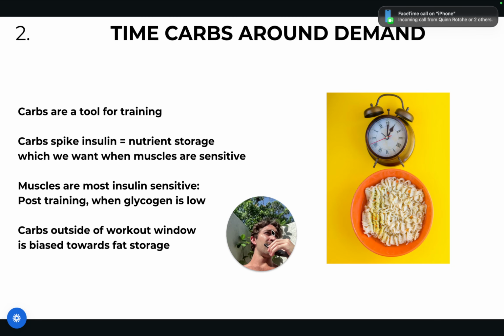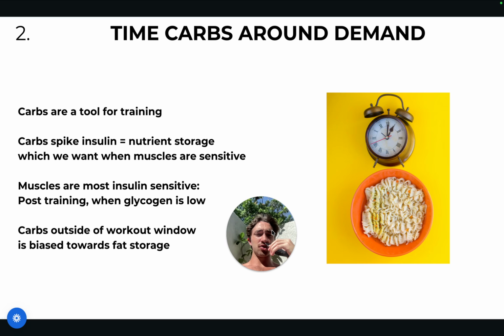So the last point here is carbs outside of the workout window are biased towards fat storage. If you don't have any demand for training and you're spiking insulin, you're eating carbs, that is when they are biased towards fat storage. That's why some people say that carbs make you fat. Those are people that are sedentary, they don't work out, they don't go to the gym, they don't do any exercise, which for them, yeah, carbs are not beneficial at all. They don't serve any purpose for someone that's sedentary.